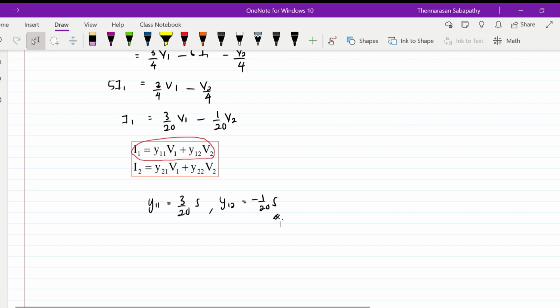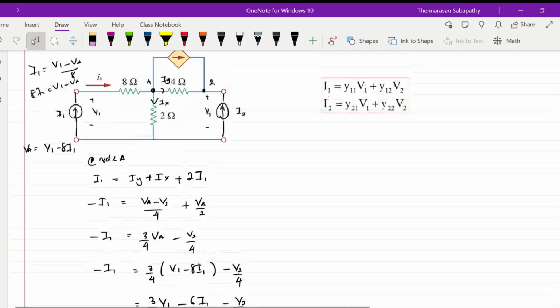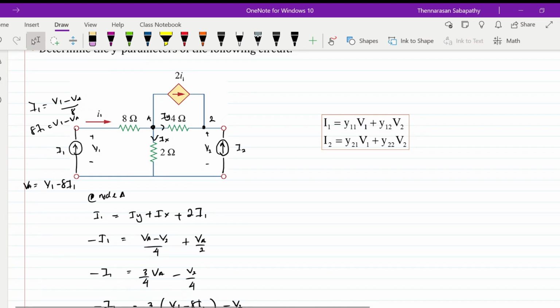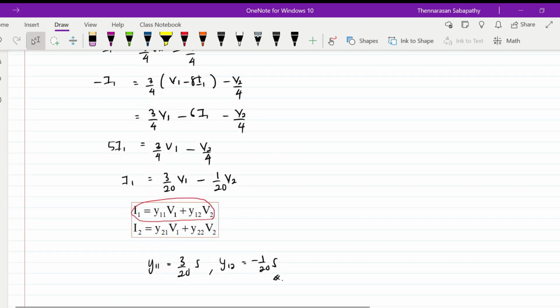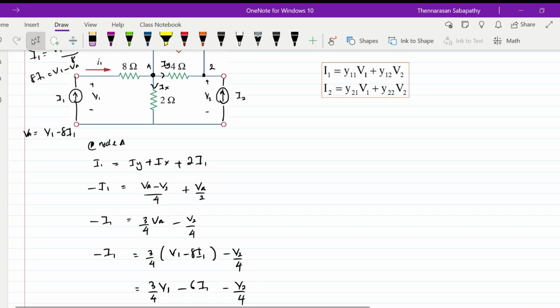Although it looks complicated, for me the alternative method actually looks easier. But we shouldn't be careless. We have to do it carefully, and then you can get the answer.